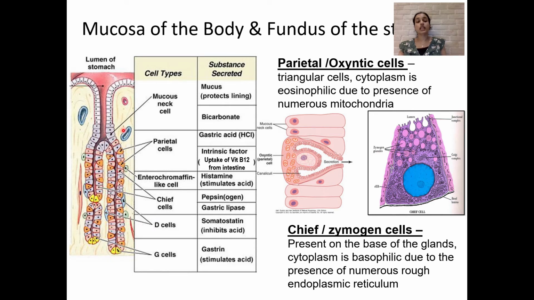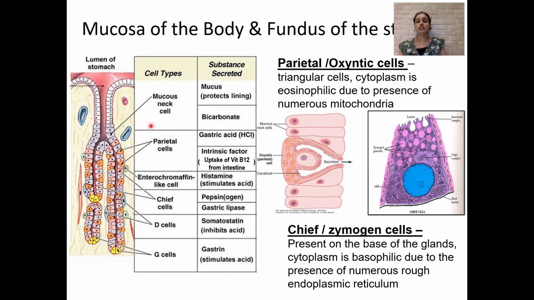So the mucus secreted by these mucus neck cells is less alkaline in nature. And the neck region also has one more cell called parietal cells. So how do we differentiate mucus neck cells from parietal cells?